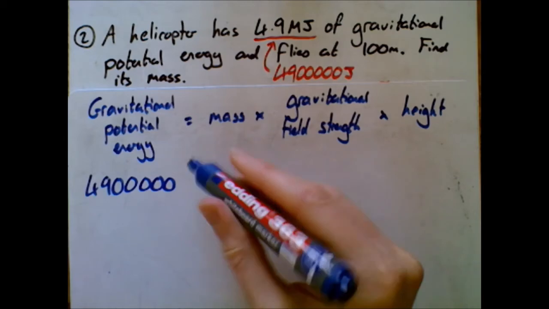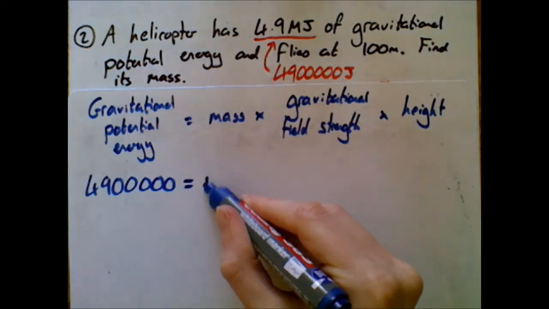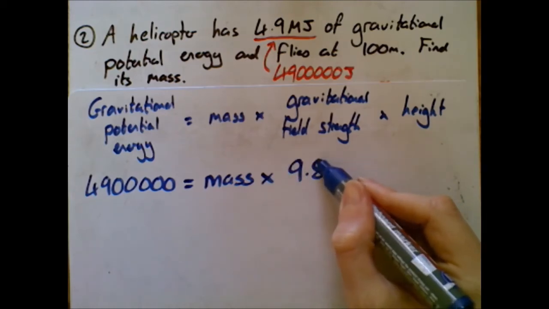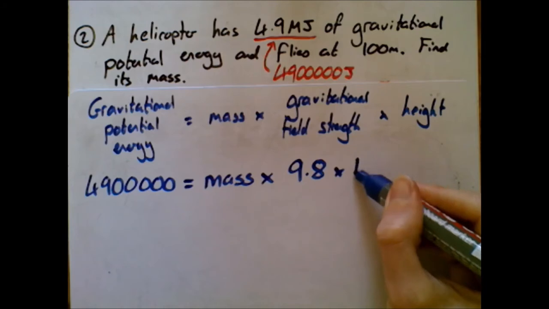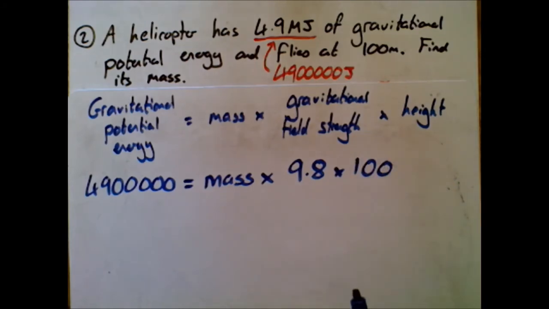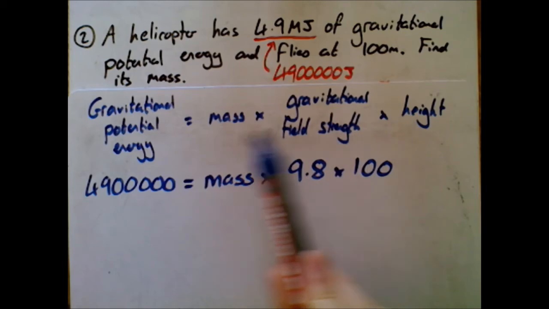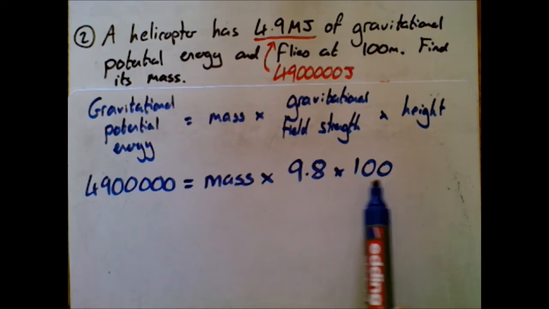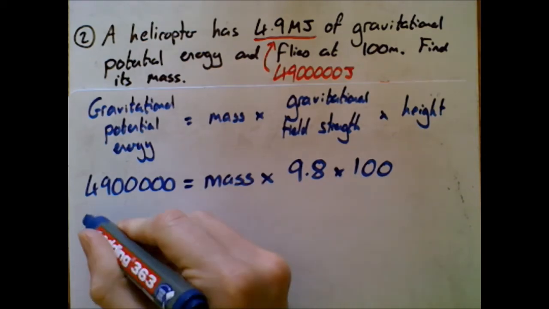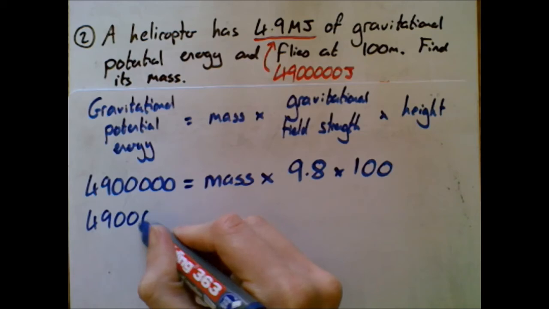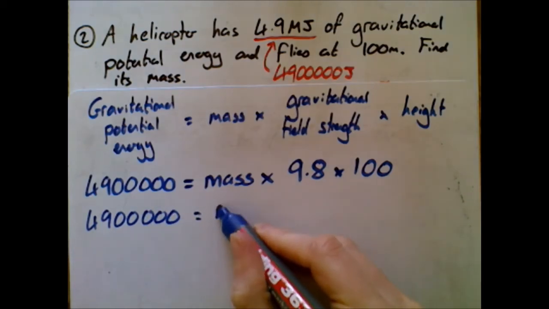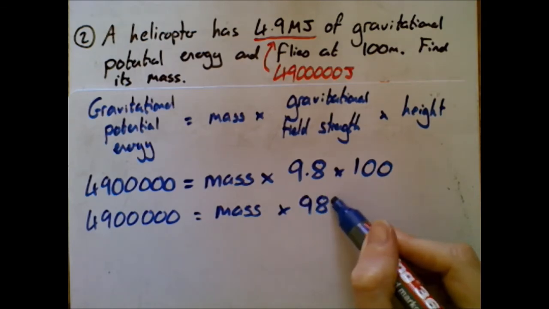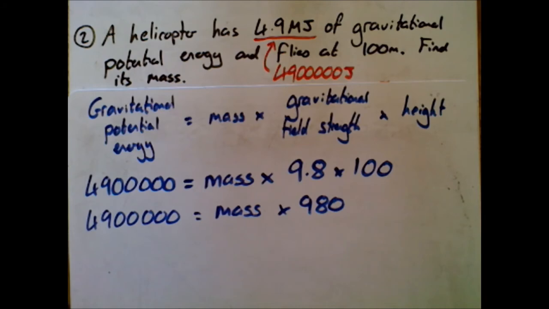So this is going to be 4,900,000 joules. Equals mass. Well, that's what I'm trying to find. Gravitational field strength, again, we're assuming we're flying above the Earth, that's 9.8, times the height, which is 100. Okay, now next step is to look at this, because there are 4 things in this equation, not just 3, we've got to look at simplifying this a bit. Well, luckily over here, look, 9.8 times 100, we can simplify that. So on this side, I've still got my 4,900,000 equals mass times, well, 9.8 times 100, that's 980.